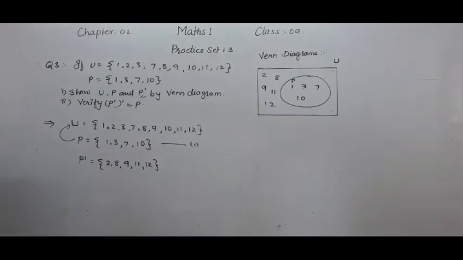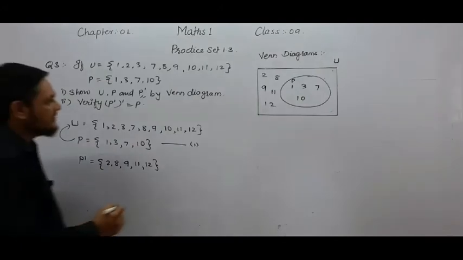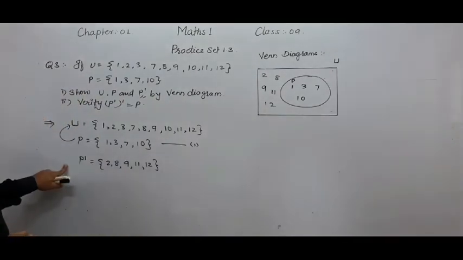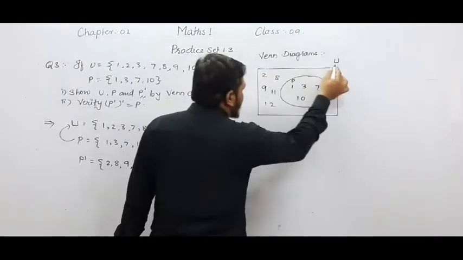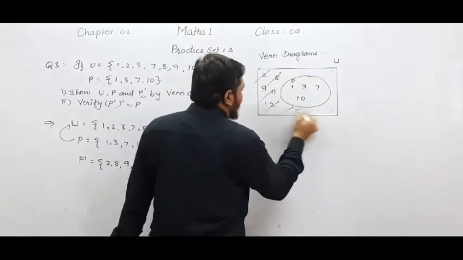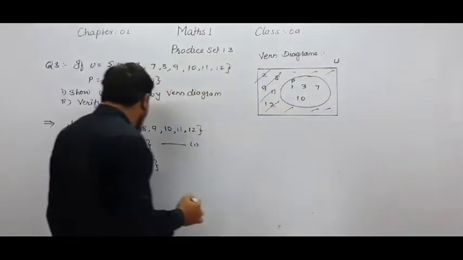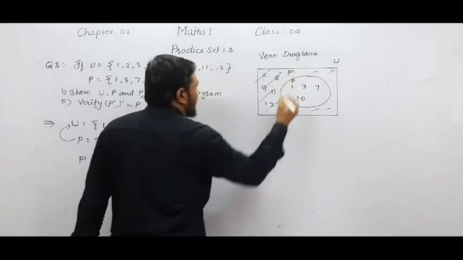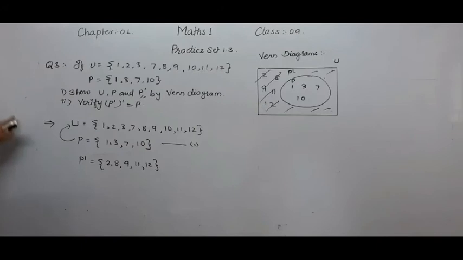So students, if you will notice, these elements 2, 8, 9, 11, 12 are the elements of P complement. So if we draw the universal set and this is the set P, this remaining part contains all the elements of P complement, so we can represent this shaded part as P complement. In this way this can be represented by using the Venn diagram.